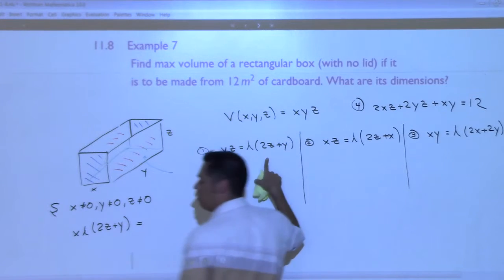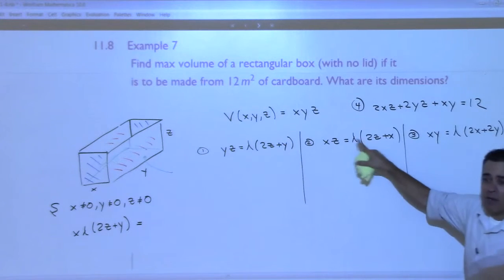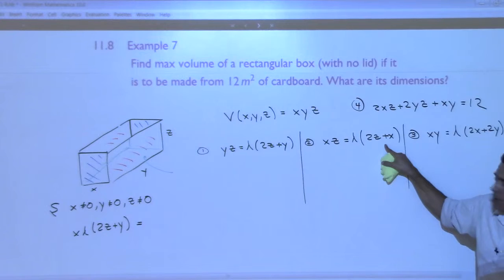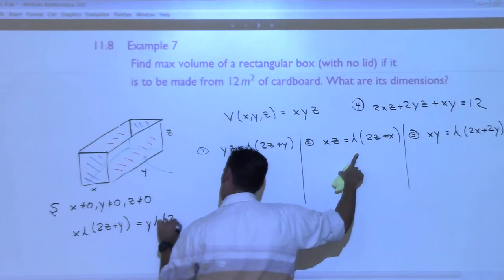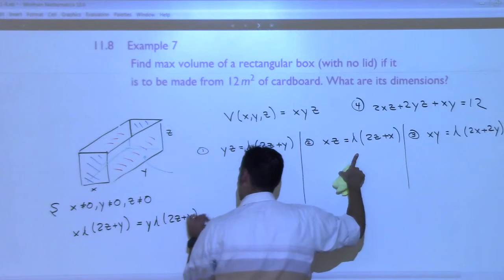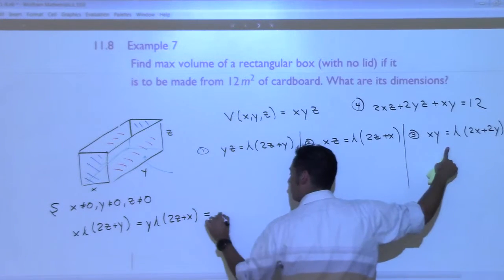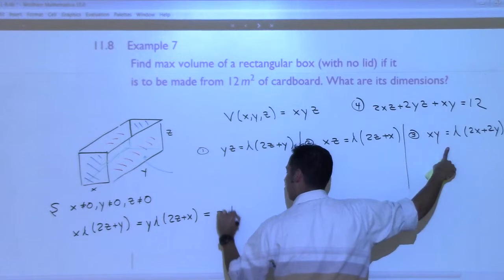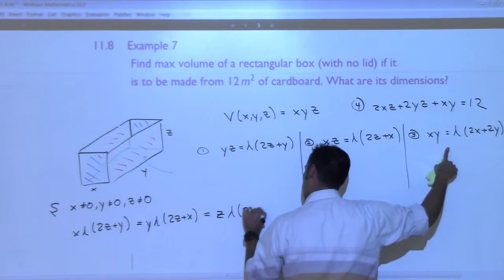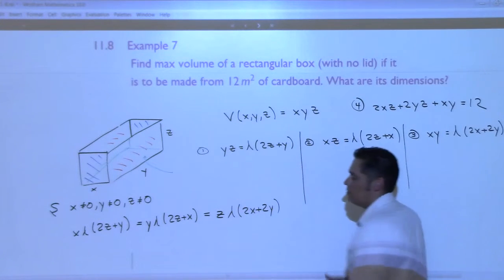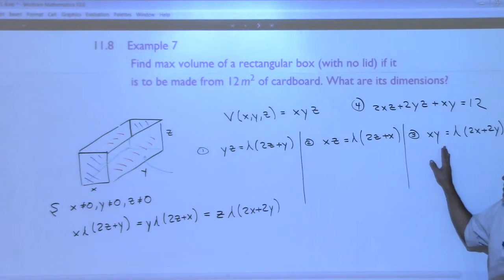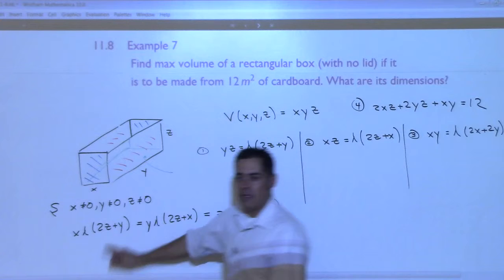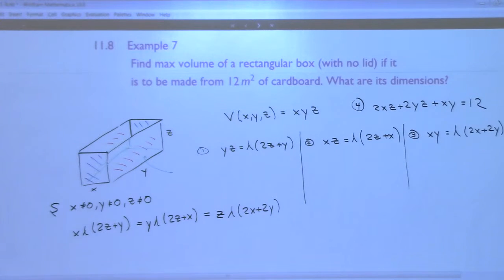That must equal the same thing I get here when I multiply both sides by y, which would be y lambda (2z plus x). But that must be equal to this when I multiply by z: z lambda (2x plus 2y). So if I multiply this by x, this by y, this by z, then these three equations must be equivalent.